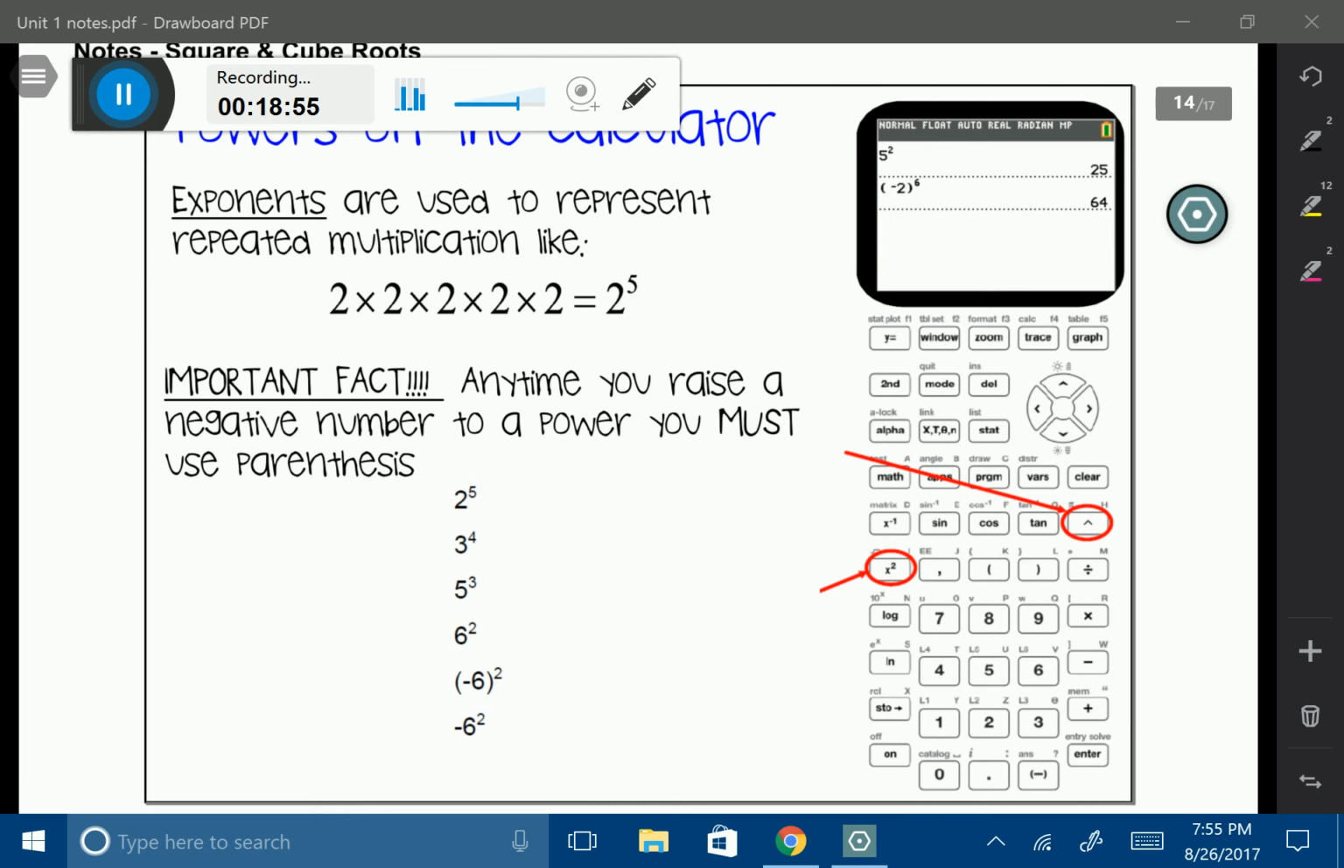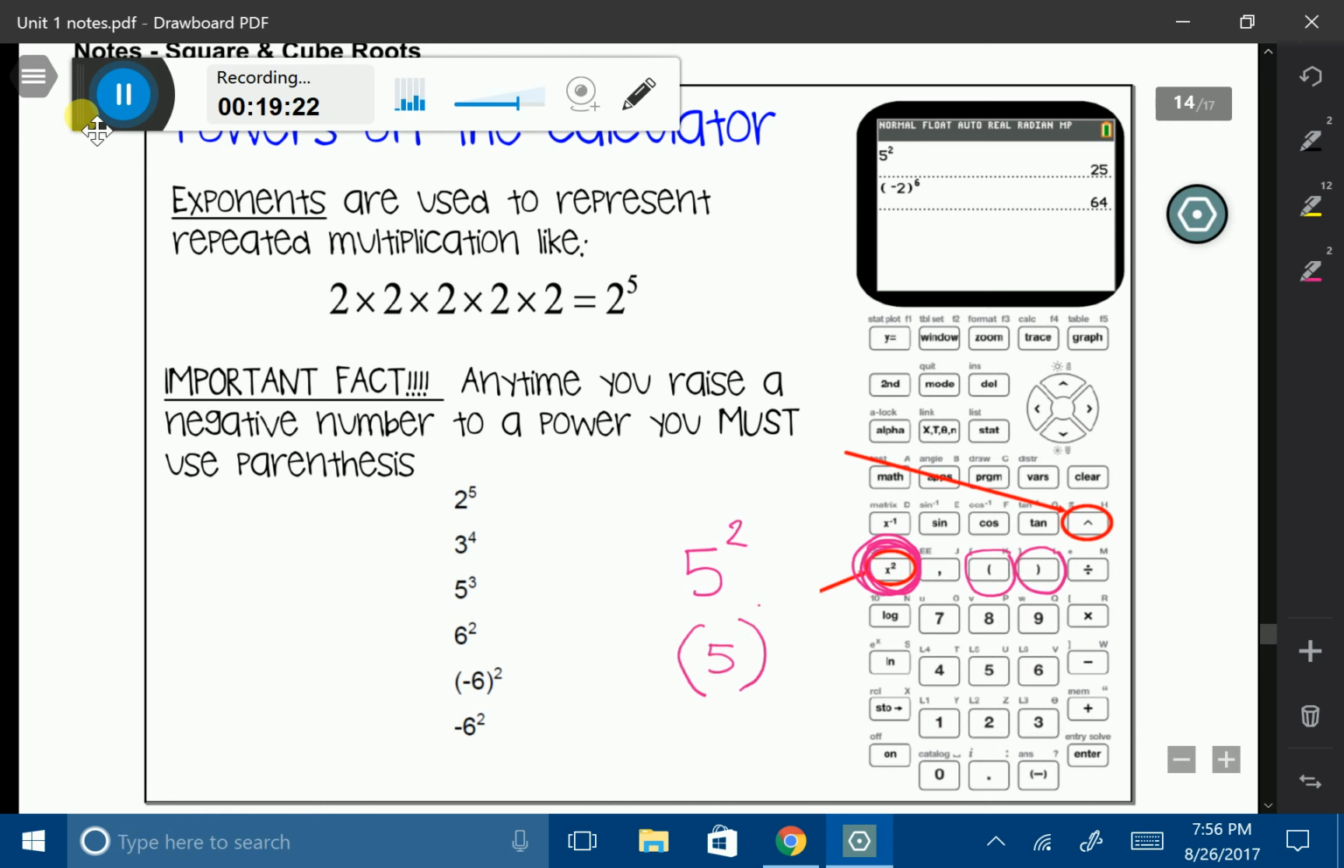If you're going to square a number, you're going to use this button right here, x squared. So if you go ahead and type in the number 5 and then that button, you'll notice that it's going to square that number that you have. If you want to put the number in parentheses, here are where your parentheses are. And what you're going to have to do is parentheses, pop your 5 in there, close your parentheses, and put your little exponent outside.